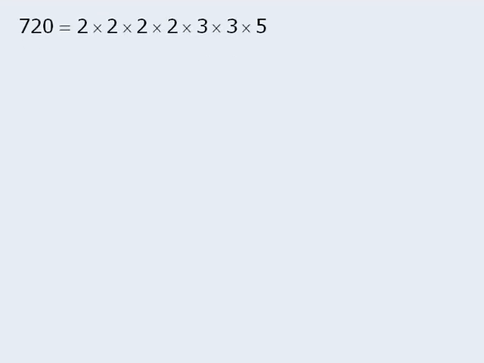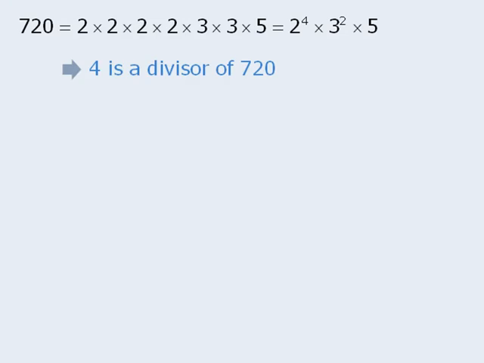Now here we have the prime factorization of 720, which incidentally we can write as follows. Given the prime factorization of 720, we can draw several conclusions about the divisors of 720. For example, 4 is a divisor of 720, since 4 is equal to 2 times 2, and in the prime factorization of 720, we have 2 times 2.